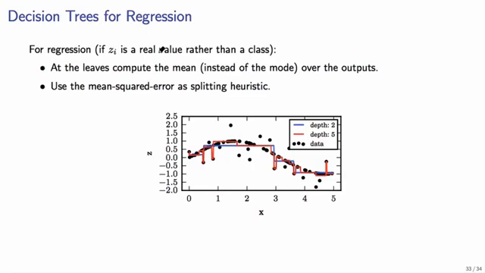The splitting heuristic that is used in decision trees for regression is the mean squared error. You can see an example right here. We have a somewhat noisy sine function that is modeled by a decision tree of depth 2 and one of depth 5.